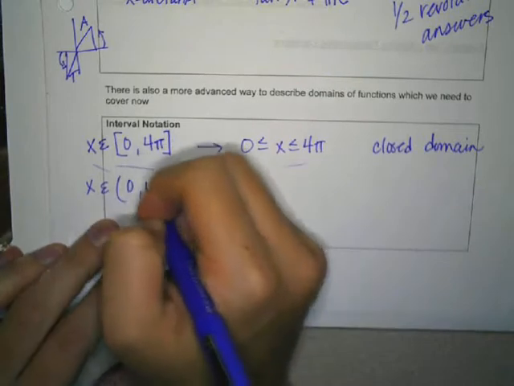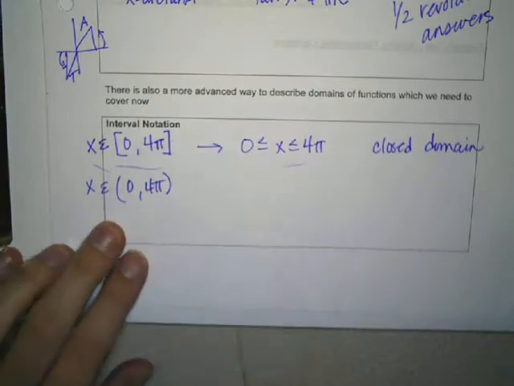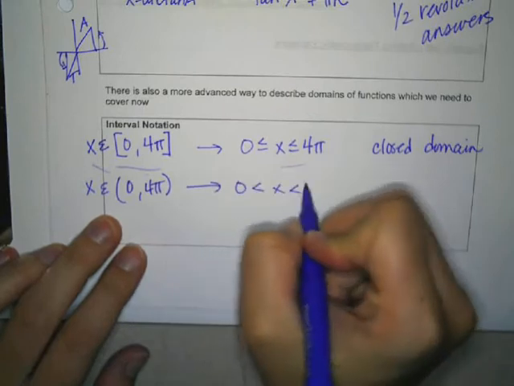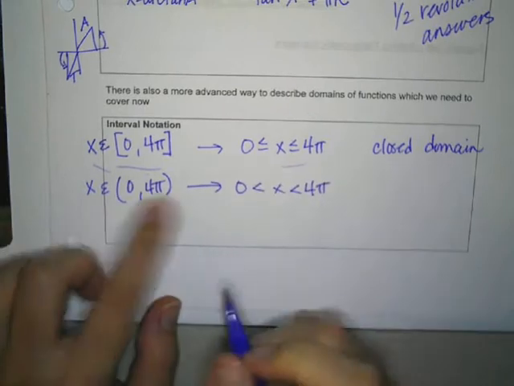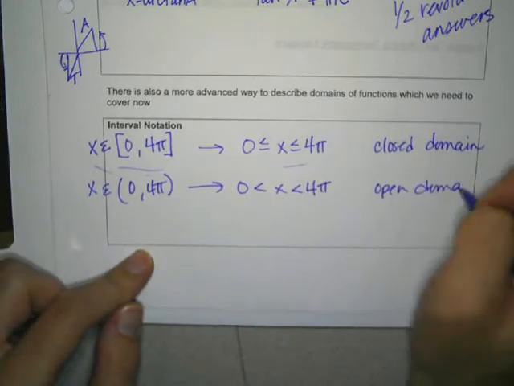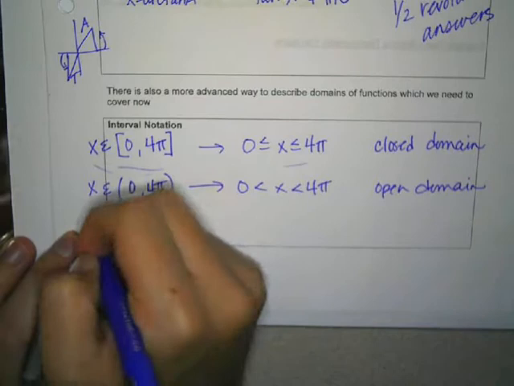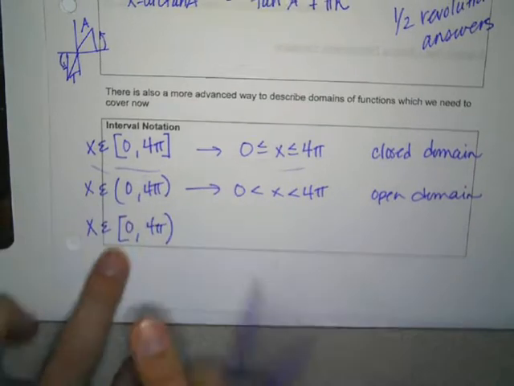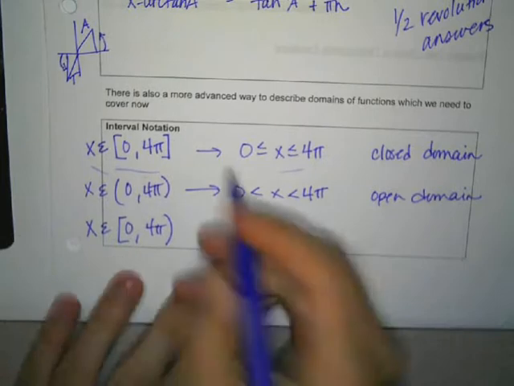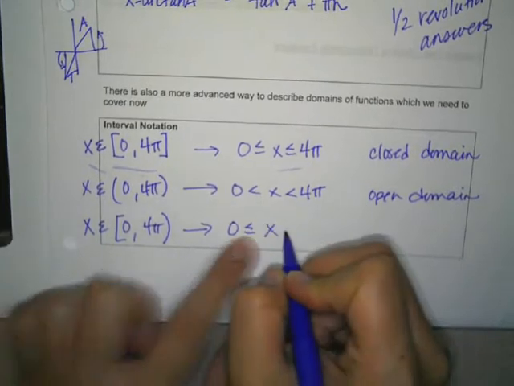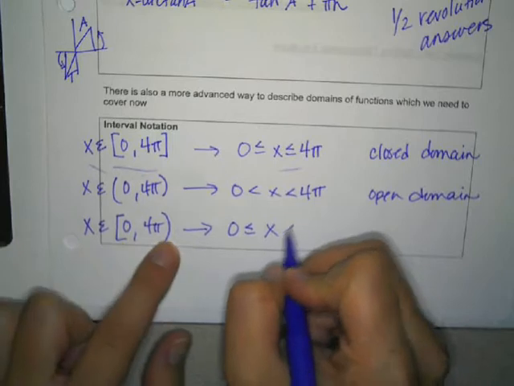Another way it's written is with parentheses. What this means is that x is between 0 and 4 pi, but does not include 0 or 4 pi. This is called an open domain. And then you can have a bracket and a parenthesis, and those can be flipped too. What that means is that one of your inequality signs is equal to whatever has the bracket, the other one is open. So this is a half open domain.